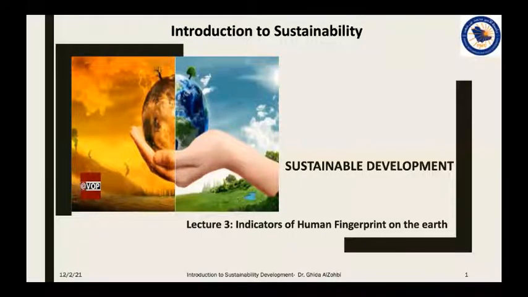Hello everyone, welcome to the third chapter of the course Introduction to Sustainability. In chapter 3, we will talk about the indicators of a human fingerprint on the Earth.